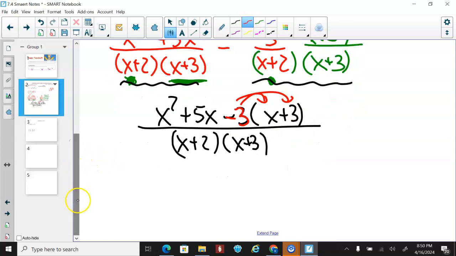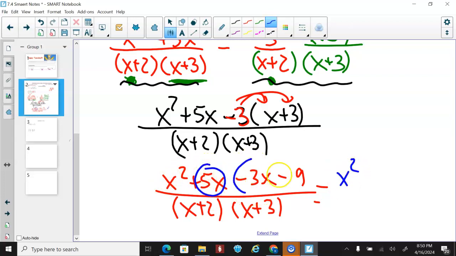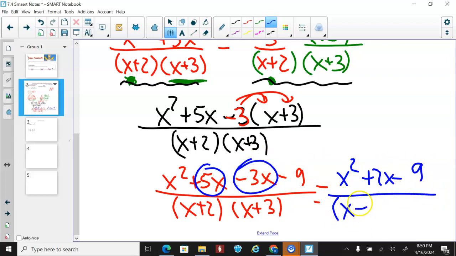Okay? So, rewriting x squared plus 5x. Now, my negative 3 times x is negative 3x. Negative 3 times 3 is negative 9, divided by x plus 2 times x plus 3. Okay, and all you have to do is combine like terms. I only got 1x squared. I got 5x and negative 3x. That leaves me with positive 2x and negative 9 over x plus 2 and x plus 3.